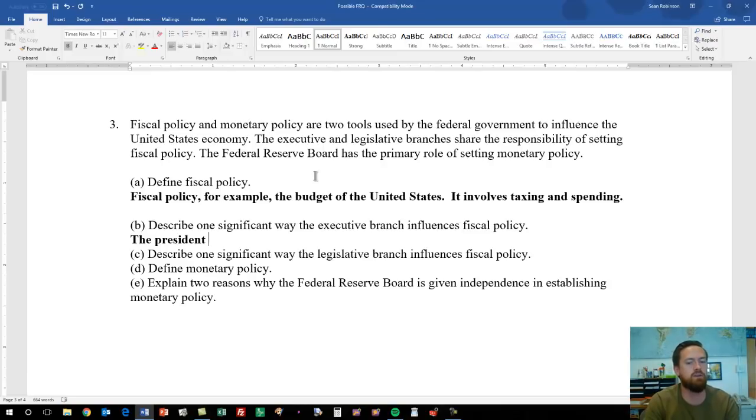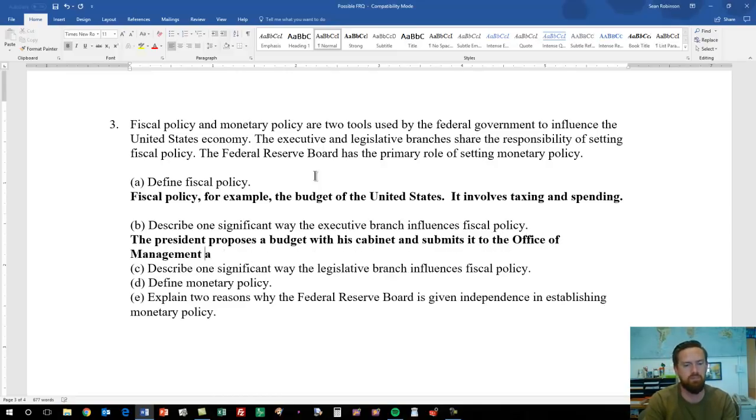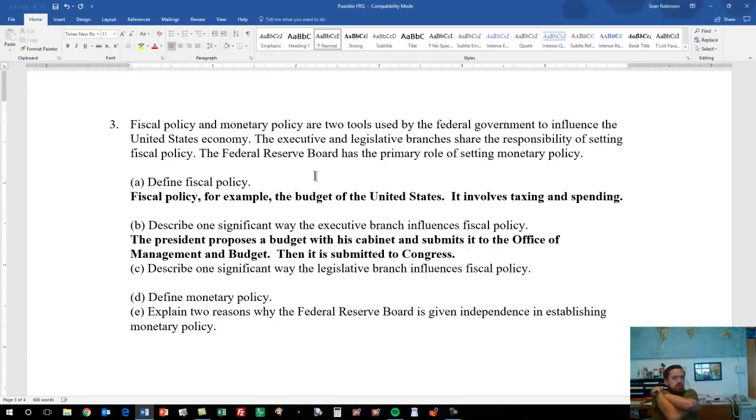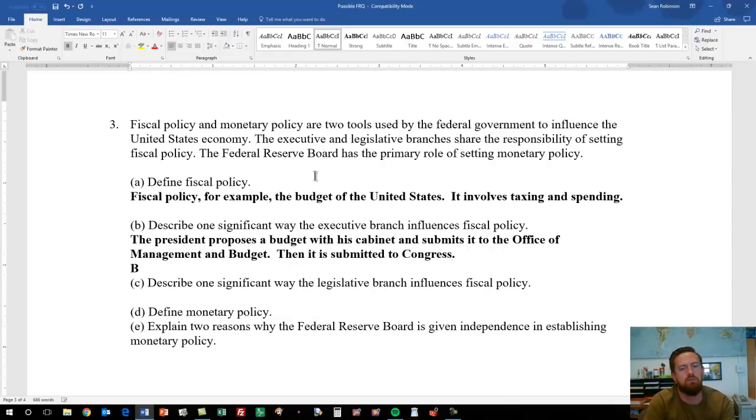The president proposes a budget with his cabinet and submits it to, let's be extra and say, the Office of Management and Budget. Then it is submitted to Congress. That's it. Is that kind of like what the key said? Yeah, it says something about the Office of Management. So that's just another part of an answer, it didn't have to be both. And then another one is the president's signing or veto. Okay.